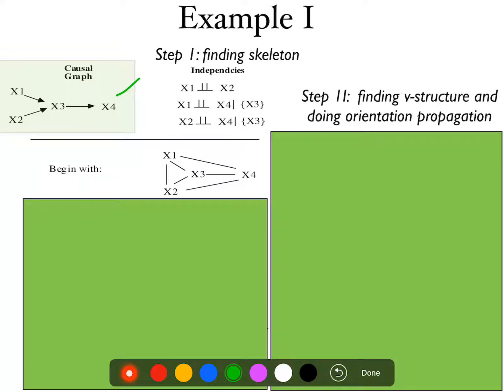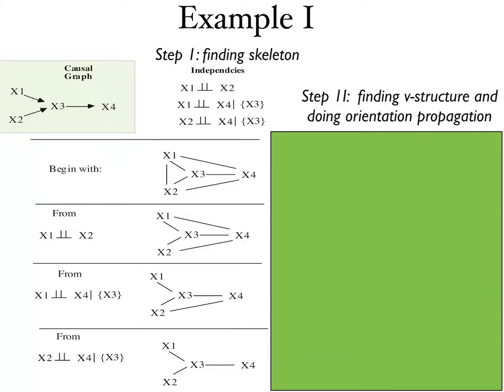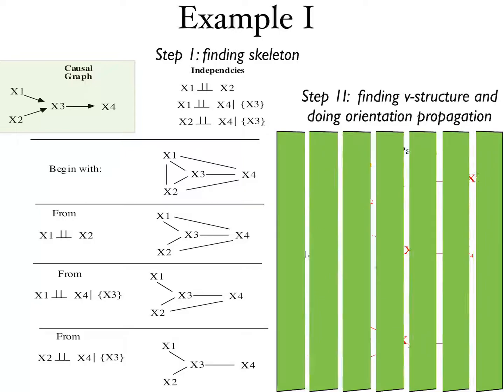So here I start with a fully connected graph. I see independence between x1 and x2. Then I can throw away the edge between x1 and x2, and so on. And then because x1 and x4 are independent given x3, I can throw that edge away. And finally, we can have the skeleton over here. And then we can find the V structure. Here, 1, 2, 3 form a V structure, because 1 and 2 are independent, but they are conditionally dependent given 3. Okay? Then we can determine the V structure.